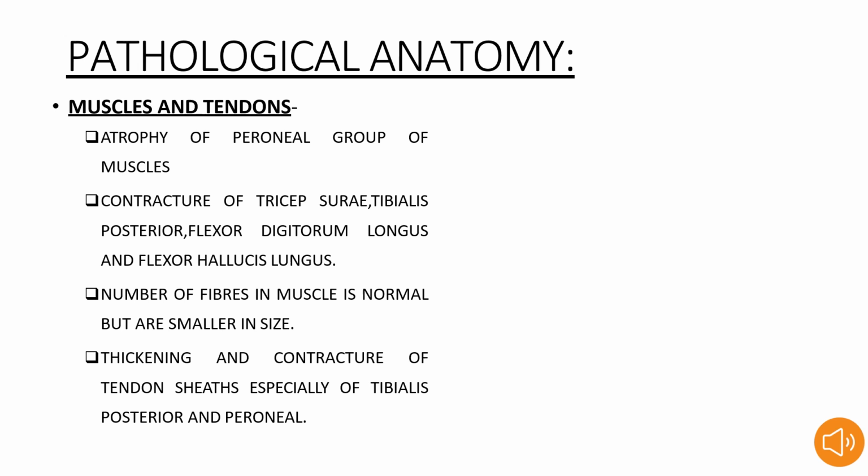Atrophy of peroneal group of muscles. Contracture of triceps surae, tibialis posterior, flexor digitorum longus, and flexor hallucis longus. Mostly the number of fibers in muscles are normal, but their size is smaller. Thickening and contracture of tendon sheaths, especially of tibialis posterior and peroneal muscles.